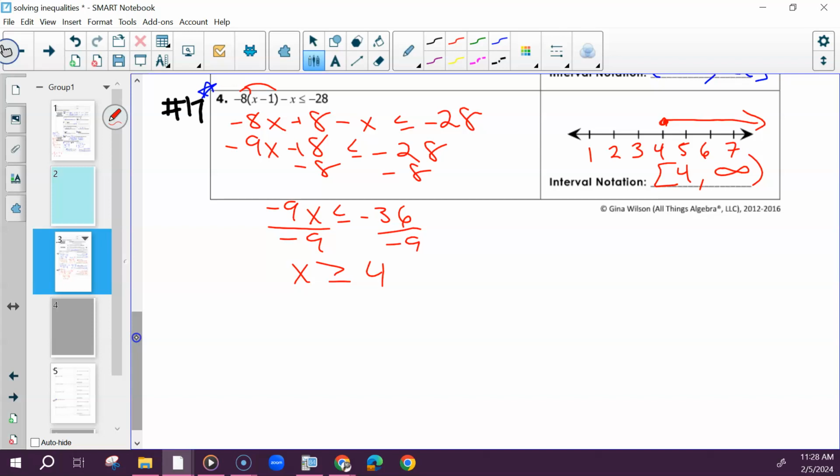Question 6. Why does it start with a square bracket again? Because it's starting at 4 and 4 is closed. So it depends on wherever it starts, and if that point is closed, then it's a square bracket. If it was open, it would be a parenthesis as well. Say that one more time. So anytime you have infinity or negative infinity, always parentheses. No matter what.